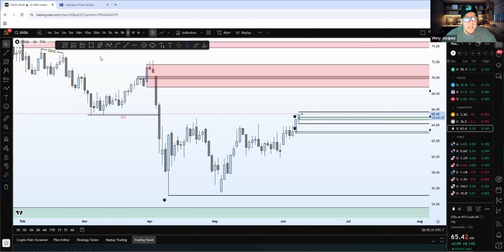So now check me out, guys. I'm waiting to sell here. We have a break of structure to the downside, lower low, lower high, BOS.